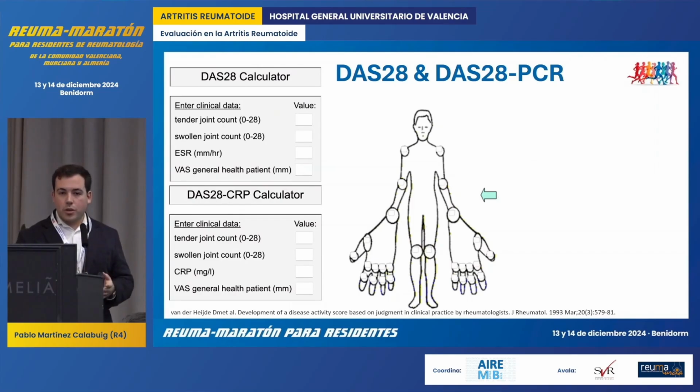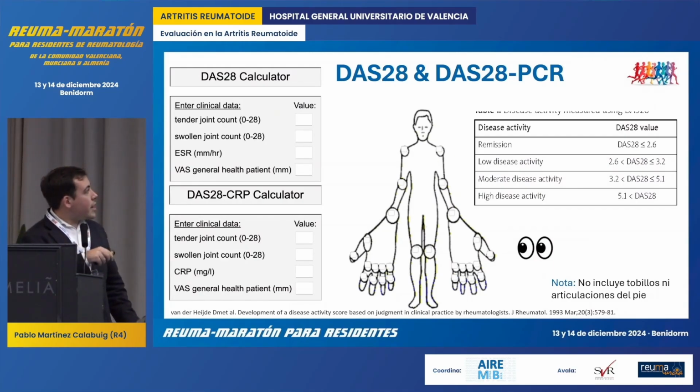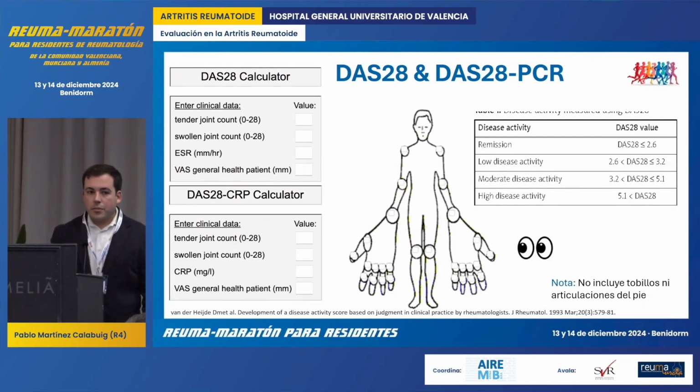This includes the count of 28 joints, examining if they are swollen, as well as if they are tender, a lab value such as the erythrocyte sedimentation rate, and the patient's visual analog scale, VAS assessment. The same applies to the CRP version, replacing the ESR with CRP. It's important, when we're looking at all the joints being counted here, we tend to forget and overlook some. Neither the ankles nor the small joints of the feet, for example, the toes, are included. With all this, this is a calculator, not just a basic and straightforward sum, where we input the data in order to carefully determine if we have remission with a DAS28 below 2.6.